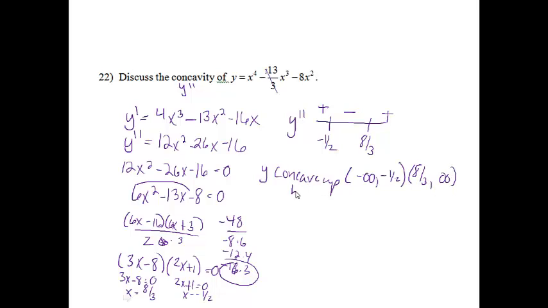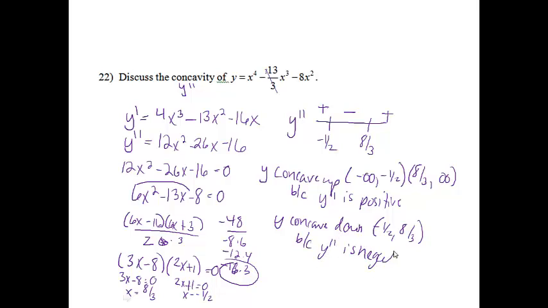And as long as I'm discussing, I would say that would be because y double prime is positive, and then y will be concave down on the interval negative 1/2 to 8/3, and that would be because y double prime is negative.